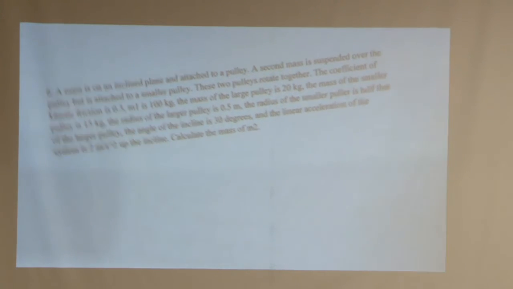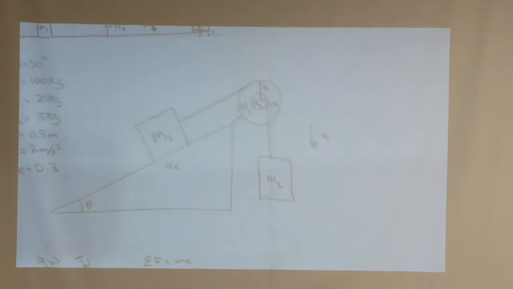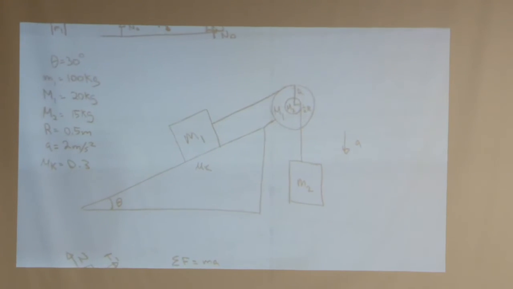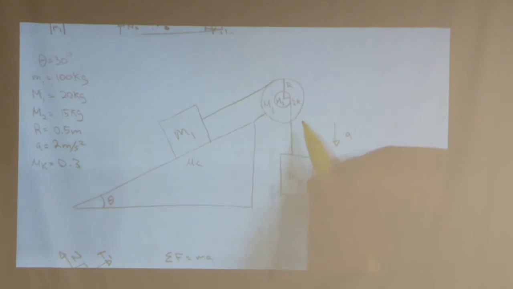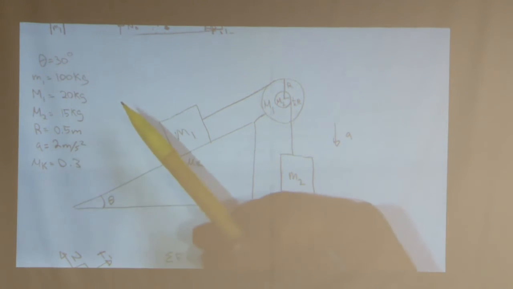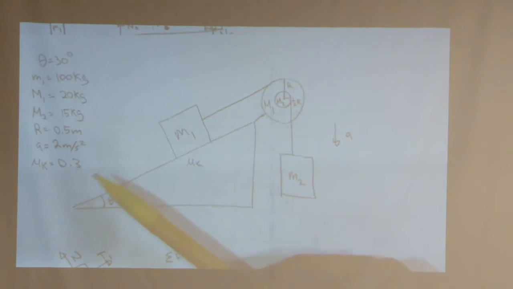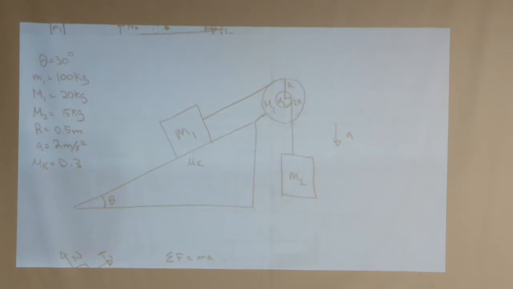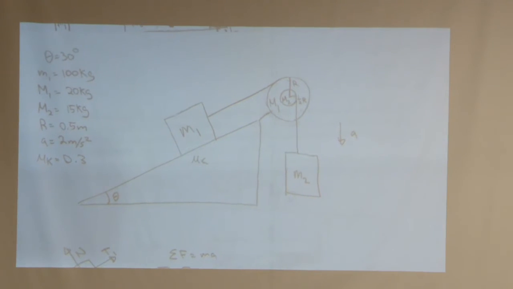All right, so it doesn't make sense until you actually see the problem. So this is what we're looking at. We have M2 over here, and it's connected to a smaller pulley, right? And then we have M1 on the incline that has friction. It's connected to a larger pulley, but these pulleys both rotate together, so they're like glued together. We're given M1, the mass of the pulleys, the angle of incline, and the radius of the pulleys, as well as the linear acceleration of the system. And our goal is to find M2.